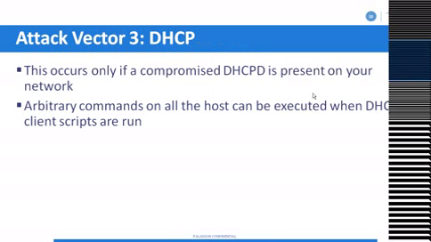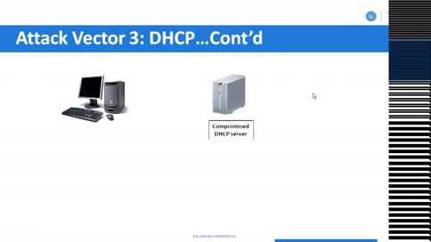And so once the compromised DHCP server is present, this can infect all the other client machines present on a network which are running a DHCP client script to communicate with the DHCP server. We'll see on the later slides how exactly other systems can be infected. So let's say there is a client machine present on your network and a DHCP server which is already compromised.